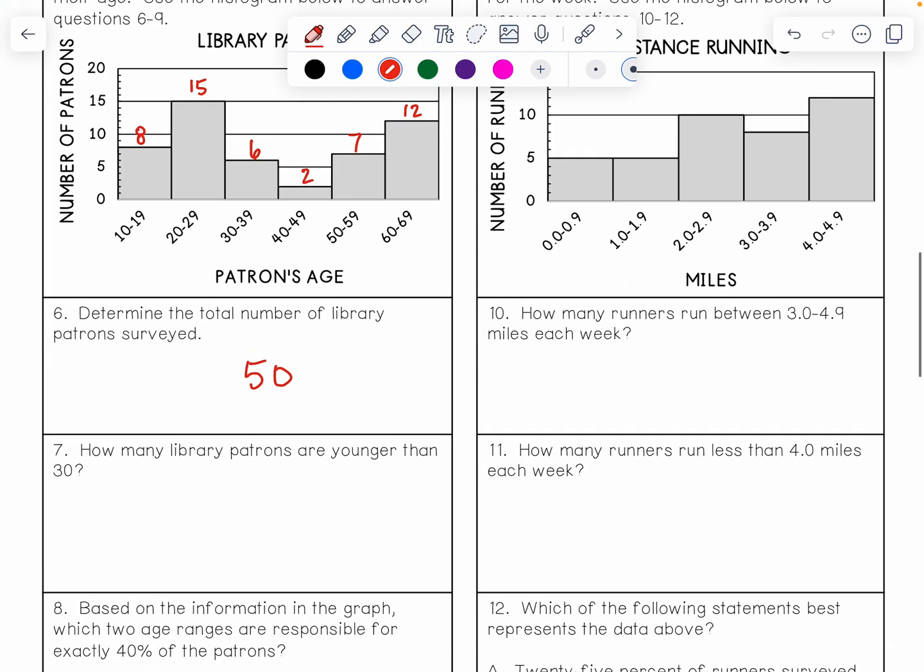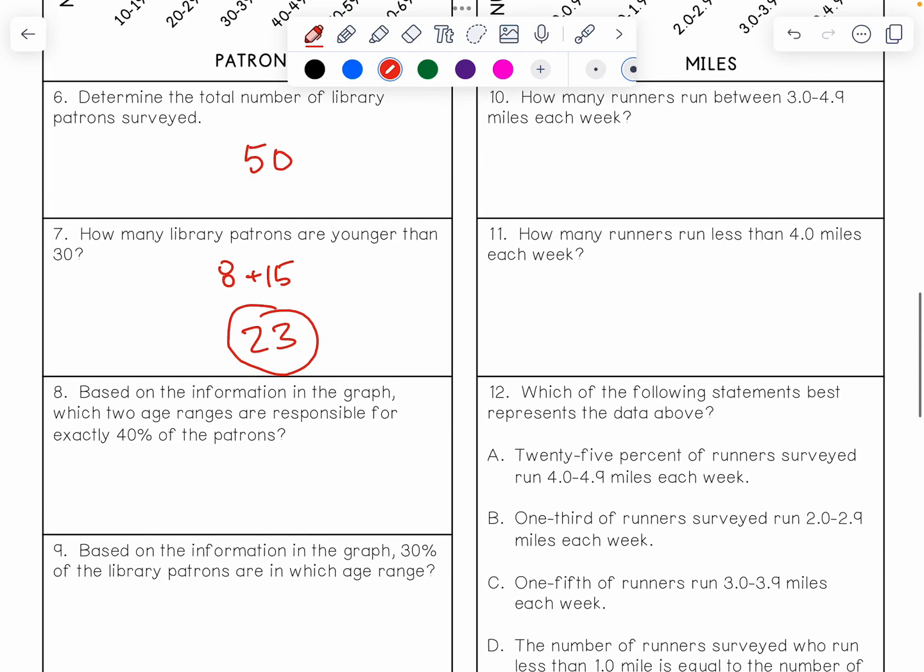Number 7, how many library patrons are younger than 30? Younger than 30, well, 30 and over does not count because we want younger than 30, and younger than 30 means 29 and less. So that's 8 plus 15, and 8 plus 15 is 23. 23 people are younger than 30 in the survey.